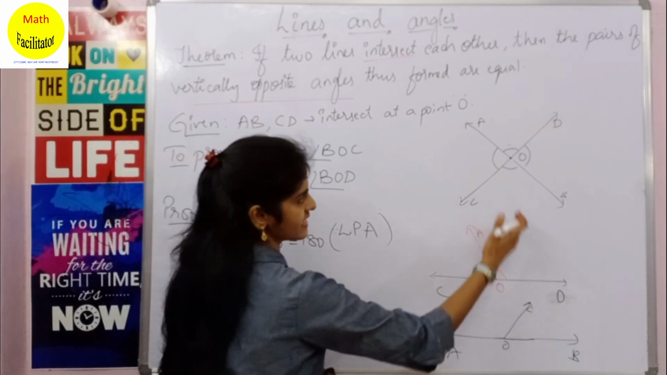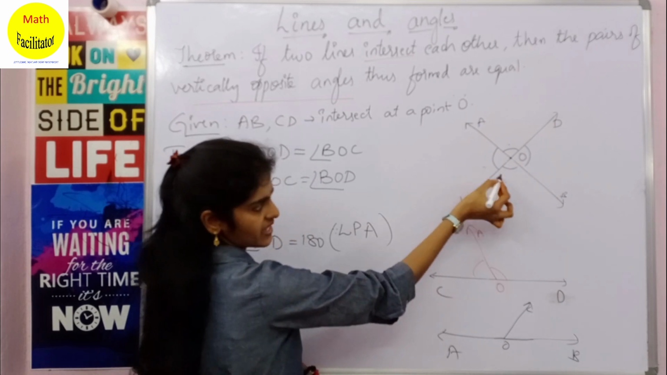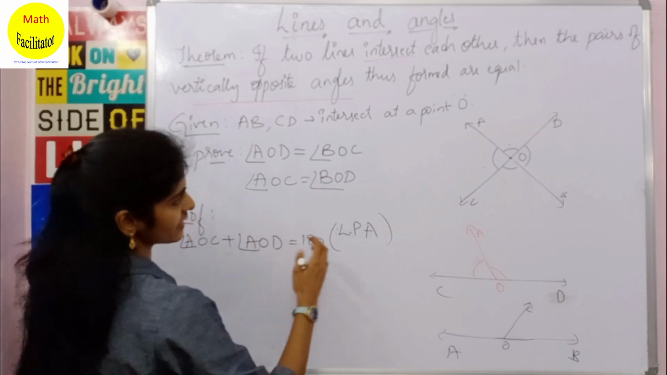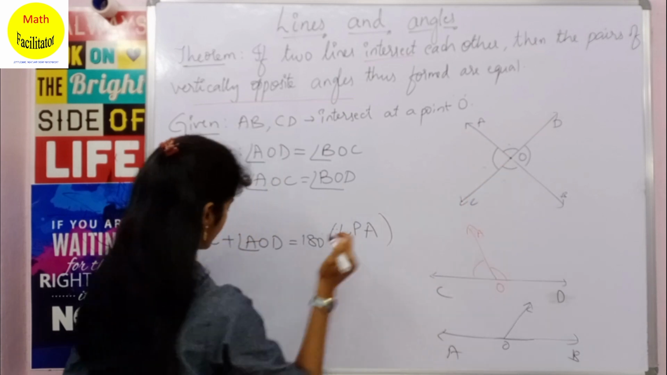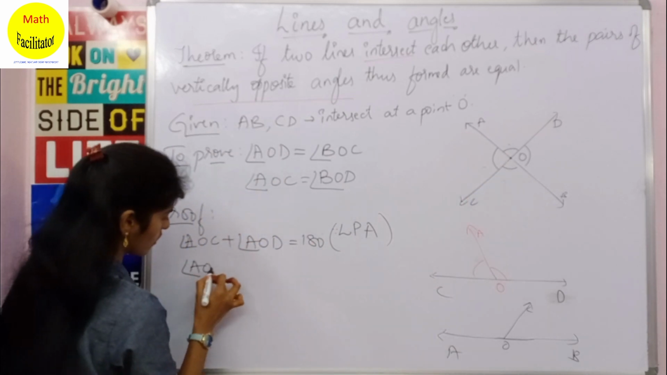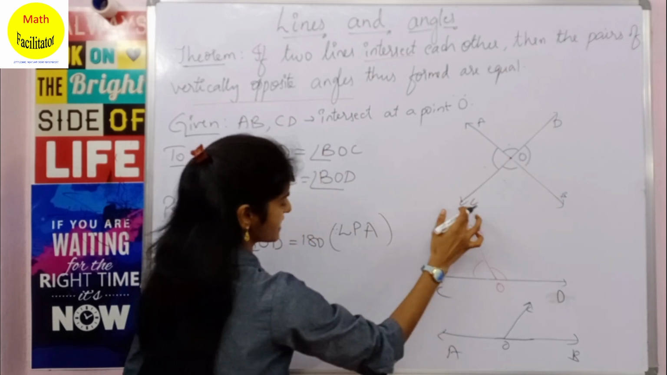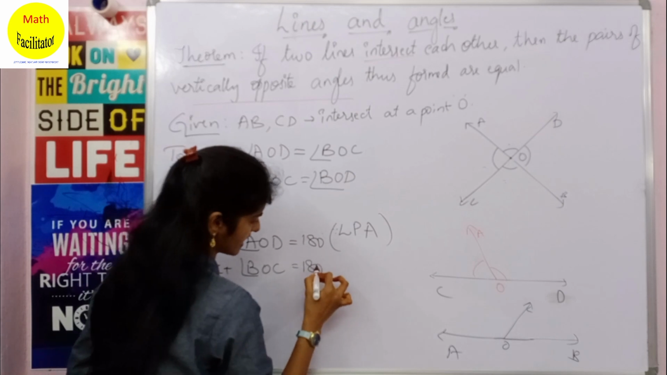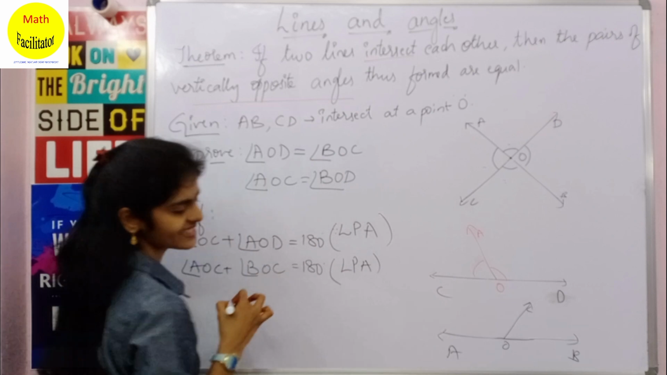So AB is a line. Clear? And OC is a ray. Now what about these two angles? The sum of these two angles is also 180. Yes. So now let us write here. This is angle AOC. This angle is nothing but AOC. So angle AOC plus, now what is this angle? It is nothing but BOC. Angle BOC is equal to 180, using what? Using the linear pair of angles axiom.